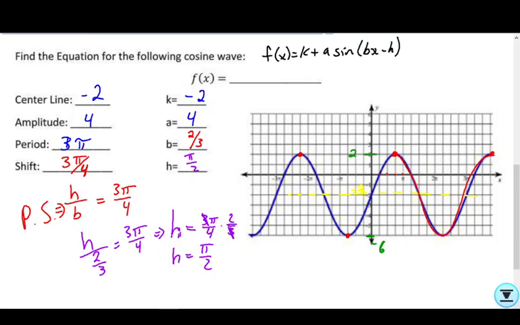So my cosine equation for this one is going to be -2 plus 4, oh, this is supposed to be cosine. Sorry. Cosine of 2 over 3x, and since we move to the right, that's going to be minus pi over 2. And that's my answer.